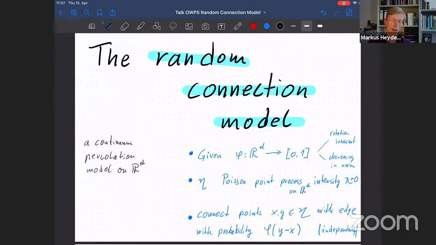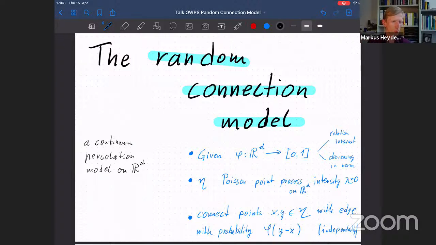We make some very convenient assumptions about this function phi, namely this rotational invariance. So it doesn't matter whether the points are like this or like this, only the difference, say the Euclidean norm of the difference between these two points counts. And also that it's decreasing in norm. So the further the points are away, the more difficult it is for them to connect.